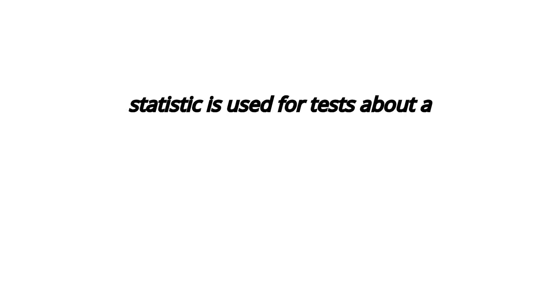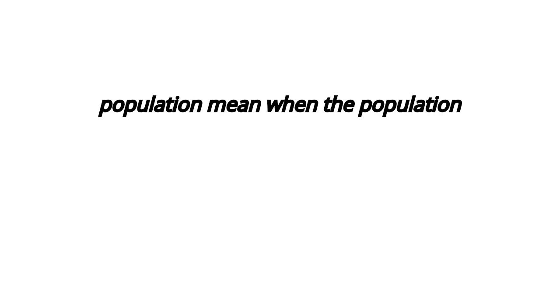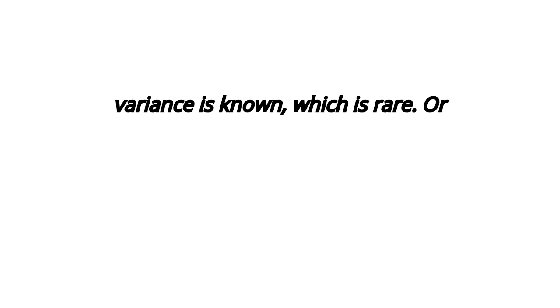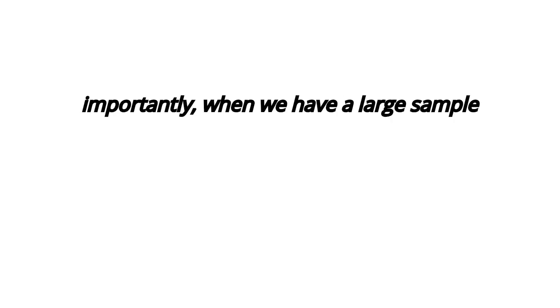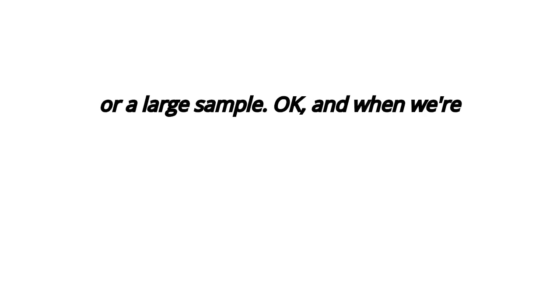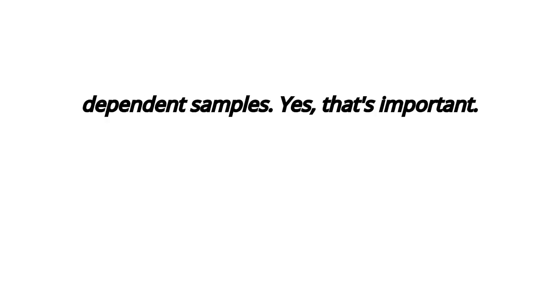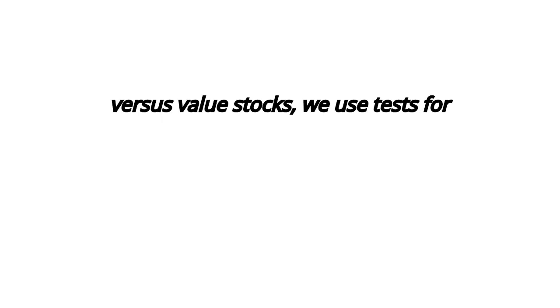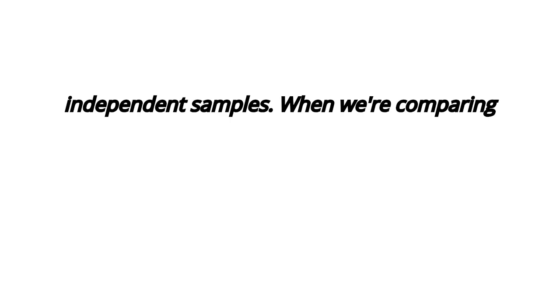And the Z statistic is used for tests about a population mean when the population variance is known, which is rare. Or, importantly, when we have a large sample size, thanks to the central limit theorem allowing us to approximate with a normal distribution. Z for mean, known variance or large sample. Okay. And when we're comparing means of two groups, we need to distinguish between independent and dependent samples. Yes, that's important. When comparing the means of two unrelated groups, say, the returns of growth stocks versus value stocks, we use tests for independent samples.